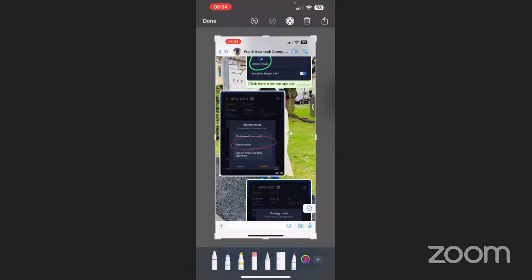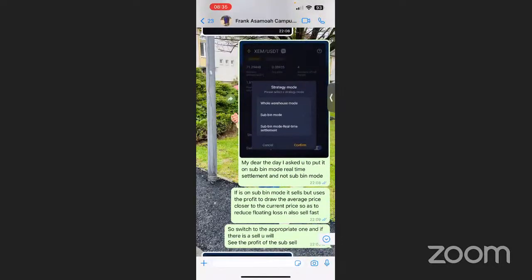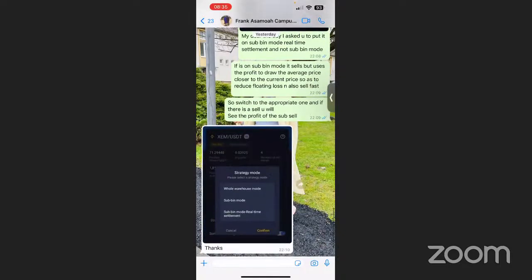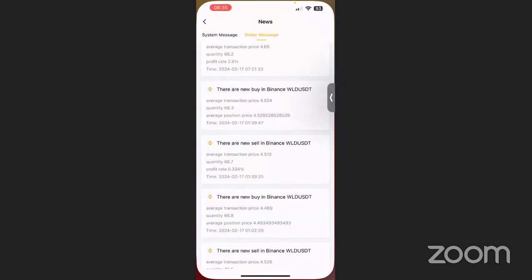Okay, so I told him that he should put it on the sub-bin mode real-time settlement once he wants to be seeing profit on that particular call. So he quickly changed it and confirmed it. So I hope that is clear and that has actually answered someone's question. All right, let's ride on.